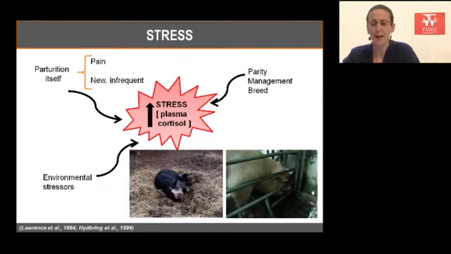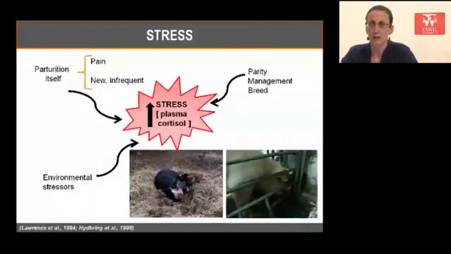environmental stressors that can increase this stress around parturition. And a clear example of that is sows located in crates. The idea is that sows located in farrowing crates in intensive conditions are not able to perform nesting behavior before parturition. And nesting behavior is an important behavior that has to be performed by the sow before parturition.